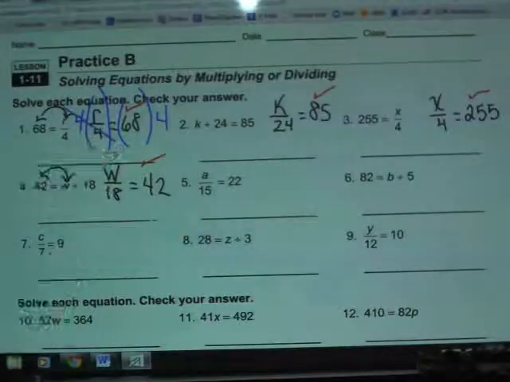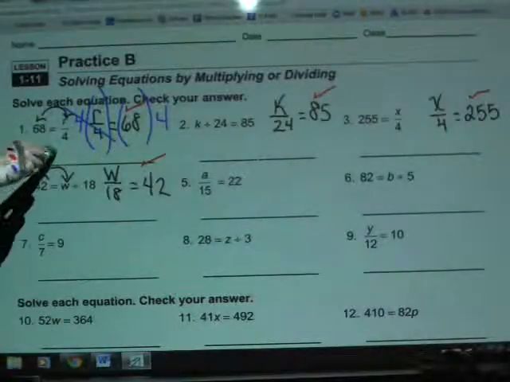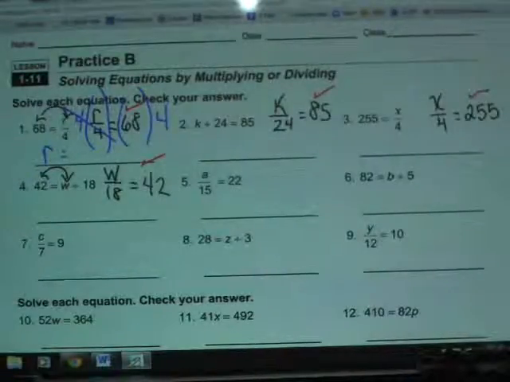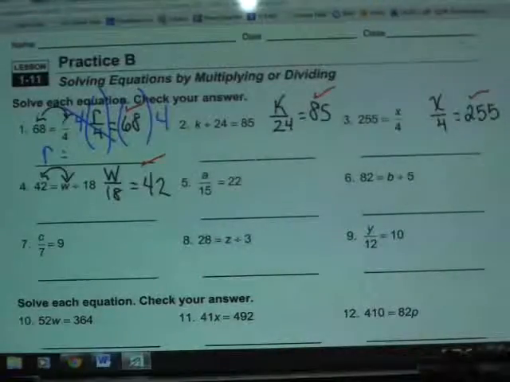Well, over here, dividing by 4 and multiplying by 4 wash each other out. It just leaves me r. And on the right side there, I've got 68 times 4, which is what r is going to be. 68 times 4 is going to give me 272.